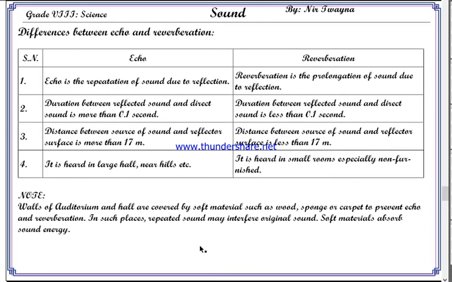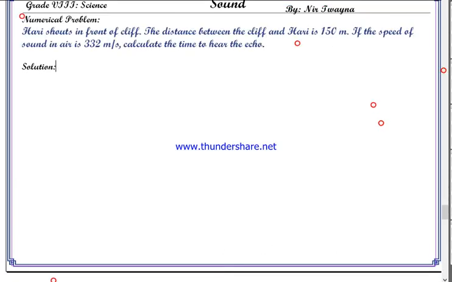If there is no confusion, then we have to do a short numerical. Let me pause the video to copy the question. Okay, I've copied the question. Hari shouts in front of a cliff. The distance between the cliff and Hari is 150 meter. If the speed of sound in air is 332 meter per second, calculate the time to hear the echo.